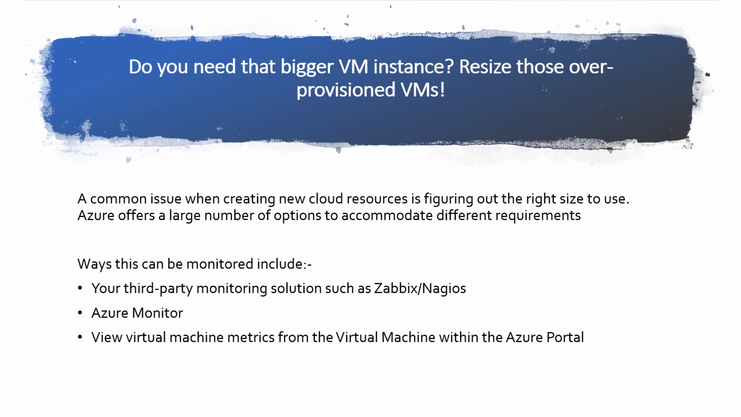And there are ways to monitor and to see if you actually need that virtual machine size, which you first specified. You can use third-party monitoring solutions such as possibly Zabbix and Nagios. Azure Monitor has various recommendations, which I have a couple of slides on later in my video, and even viewing the virtual machine metrics from the Azure portal. If you select the virtual machine, you will see a number of metrics straight away, and you can use that to assist you in determining if you actually need that virtual machine size or not.